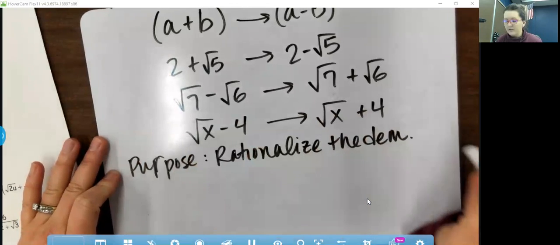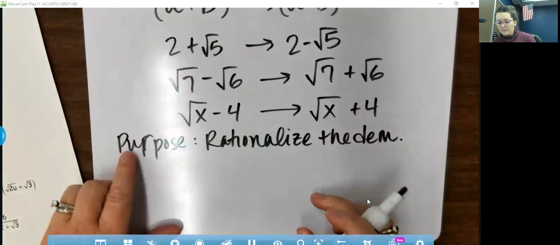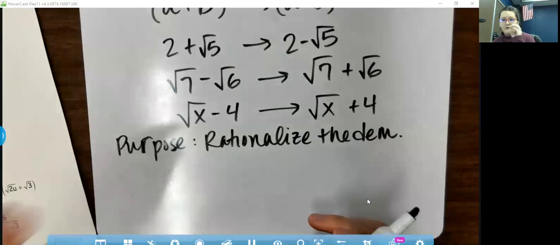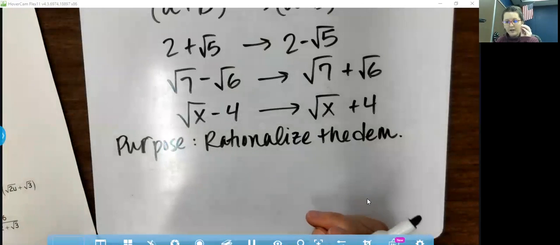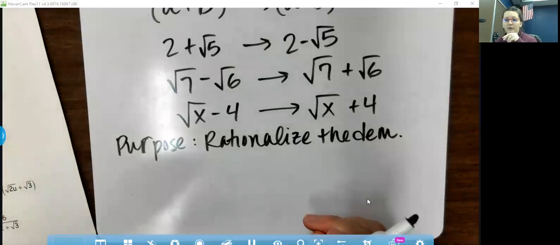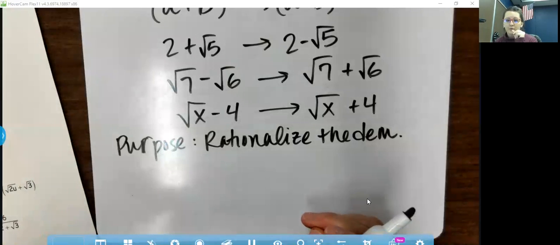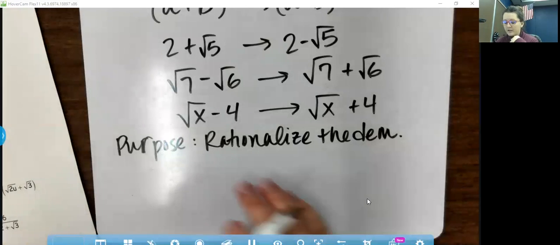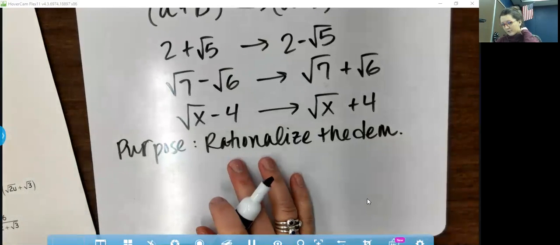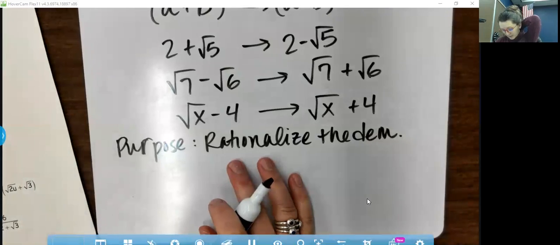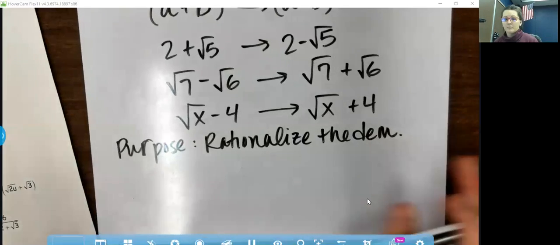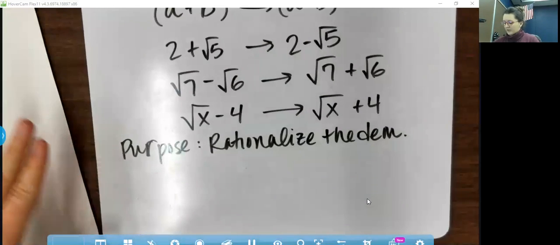Like we talked about last time in some of the ones that we did, it's that math rule that if we have a radical in the denominator, then it's an irrational number, right? So we need to make sure that we have rational numbers across, and in order to do that, we have to rationalize our denominator. So let's look at what happens when we multiply conjugates together.